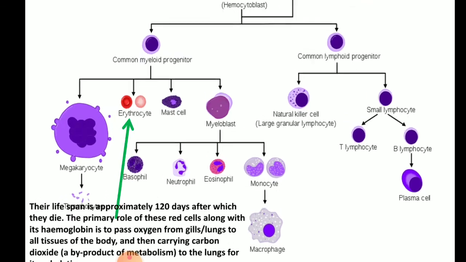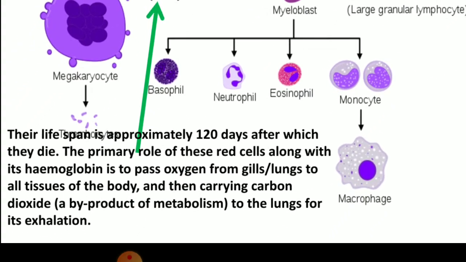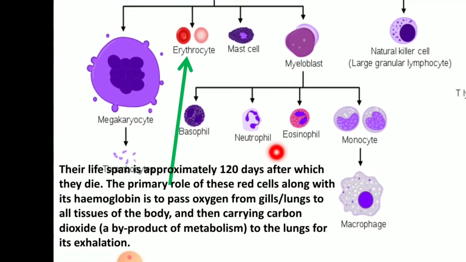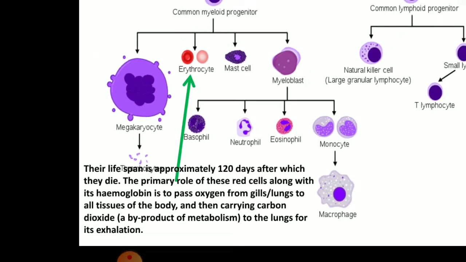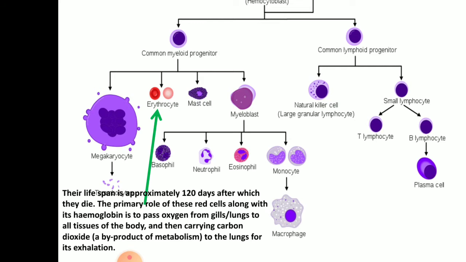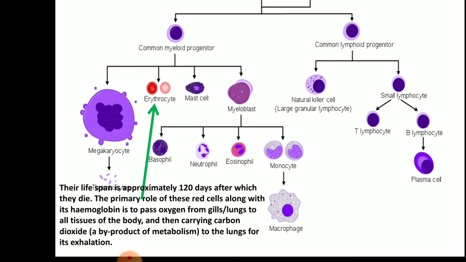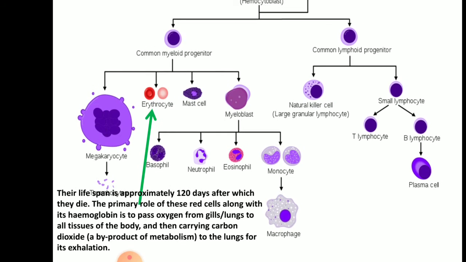The lifespan of these erythrocytes is approximately how much? It is 120 days, after which they die. The primary role of these cells is to carry oxygen from the lungs to other parts of the body, while they also carry back carbon dioxide from other parts of the body to the lungs for exhalation.